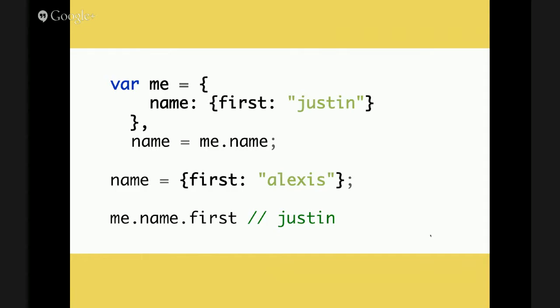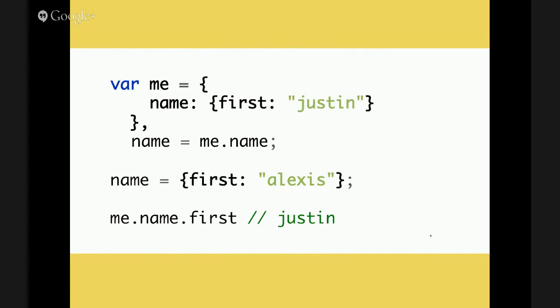Okay, so in this example, I'm going to ask a question which seems kind of weird. Why is me.name.first still Justin instead of Alexis? If you look at this code, it can be a little confusing at first. So I create this me object, and it has a nested name object whose first property is Justin.